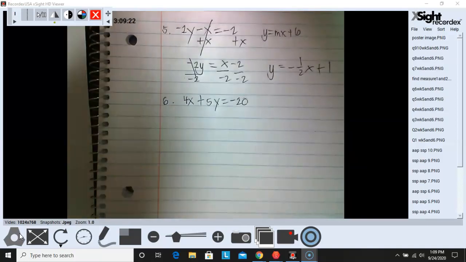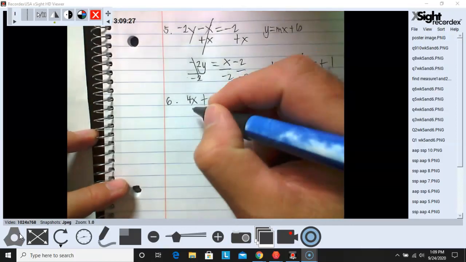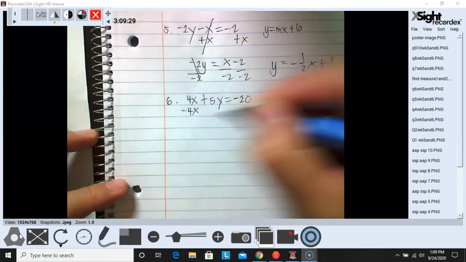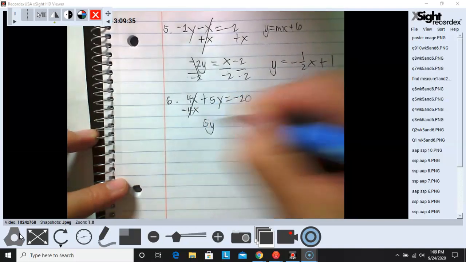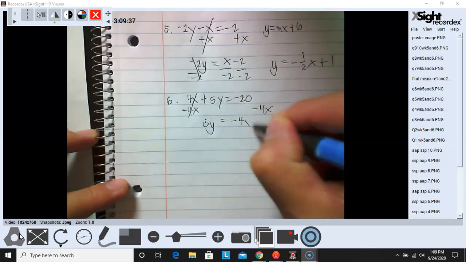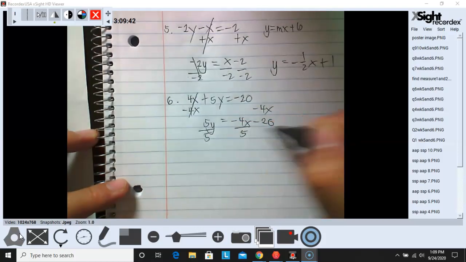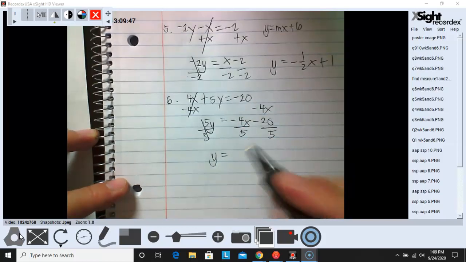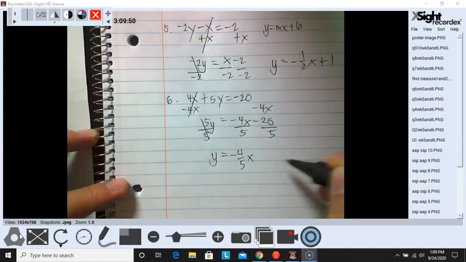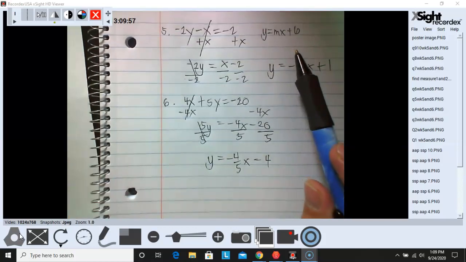Number 6. Okay, isolate the y on the left again and x on the right together with a constant. Minus 4x here. This cancels out. What's left is 5y is equal to negative 4x minus 20. Divide by 5. Y is, we can have negative 4/5 x minus 4. So if you noticed again, this is now in the form of y is equal to mx plus b.